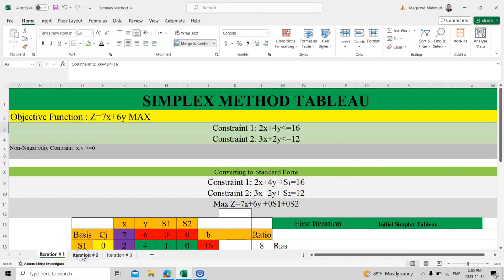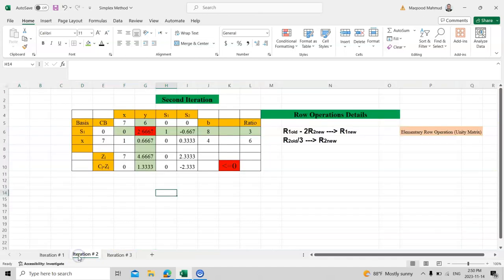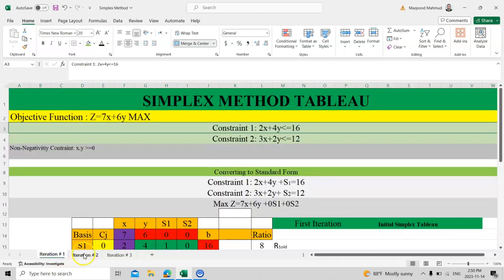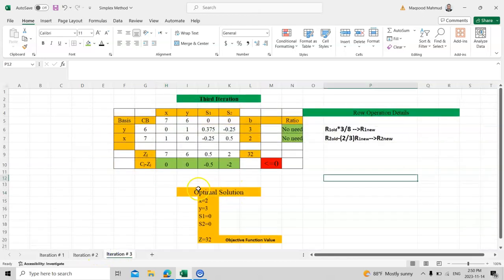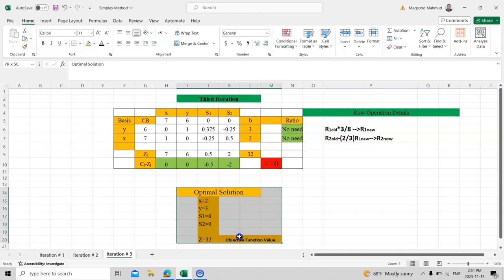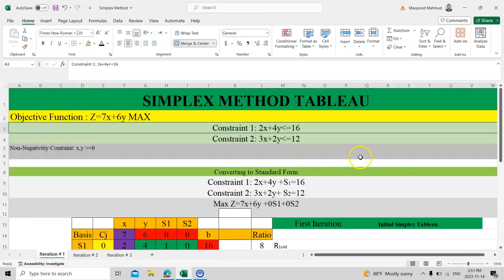There are three steps here. The first step is the first iteration, then we go for the second iteration, and then the third iteration. In the third iteration, we get the optimal solution. Here we got the values of x and y and s1, s2 and the z value. I will teach you how we got this optimal solution.